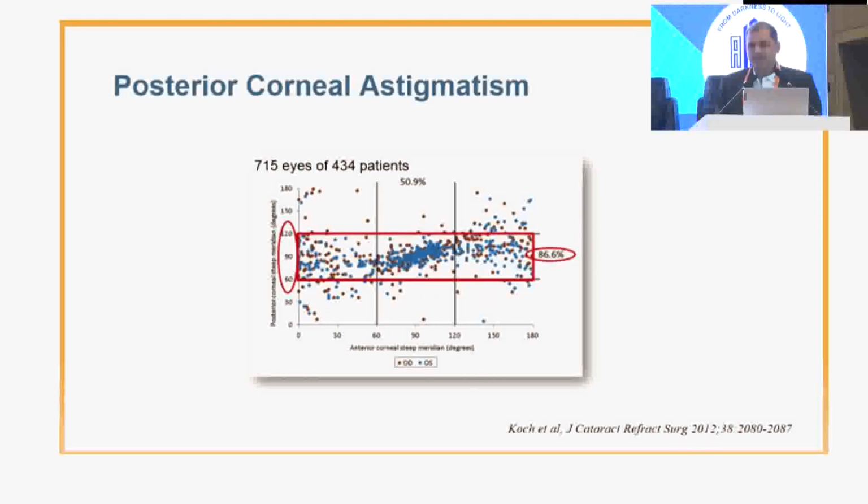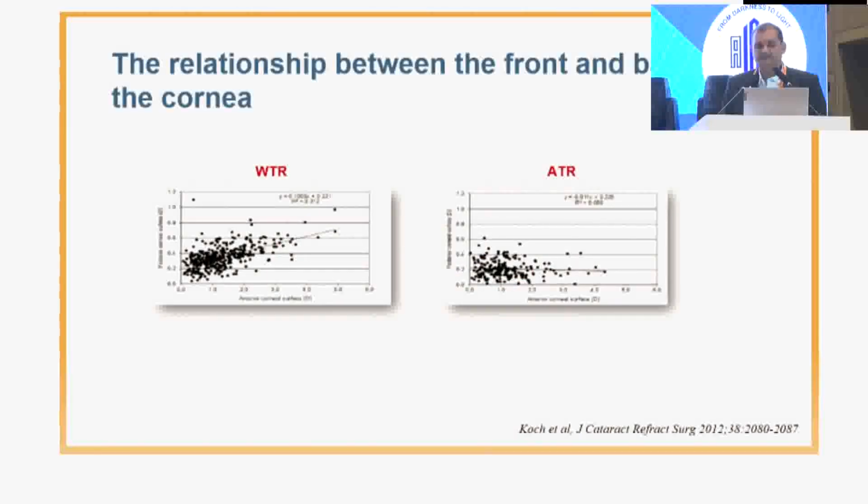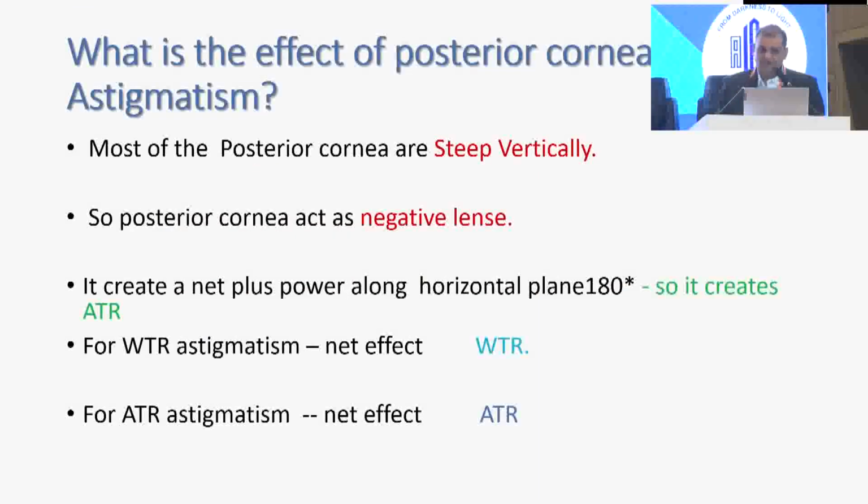So the posterior corneal astigmatism always has some correlation with the anterior cornea, and that correlation also depends upon whether it is with-the-rule astigmatism or against-the-rule astigmatism. They found that the posterior cornea mostly works as a steep vertical meridian, so it acts as a negative lens. So the posterior cornea acts as a negative lens, and it creates a positive net power, plus power, at 180. So it creates against-the-rule astigmatism.